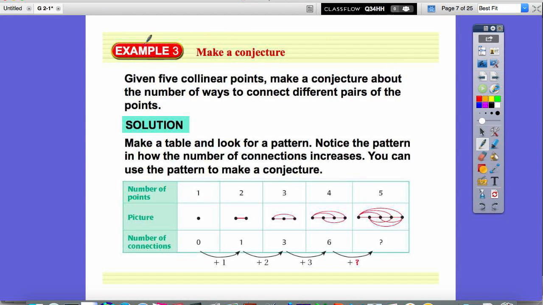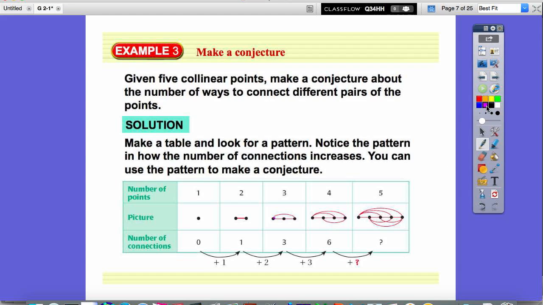So let's look at how we make a conjecture. We're given 5 collinear points to make a conjecture about the number of ways to connect different pairs of points. So to come up with a conjecture, we're going to make a table. If we have 1 point, we can say that there are no segments to connect there because it's only 1 point. If we have 2 points, I can draw 1 segment.